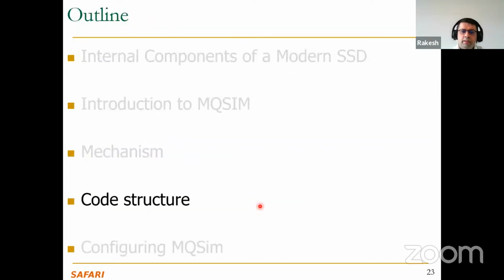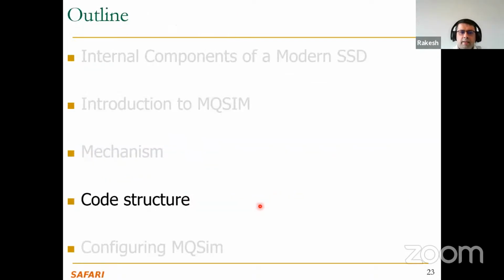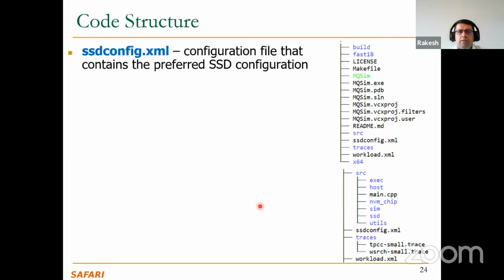So now these are basically the main components of the simulator engine, and we can see these functions repeatedly being used in MQSim. Now let's look at the code structure, how MQSim code is designed, and what are the different files that need to be seen while using MQSim. Here on the right we see a directory structure of MQSim when you download the code from the Git repository, and this is the root directory, the files in the root directory.